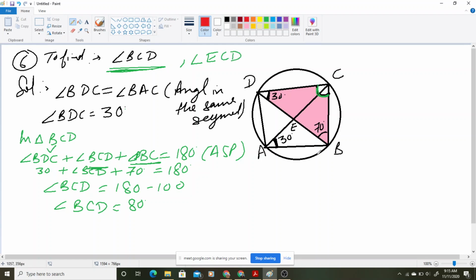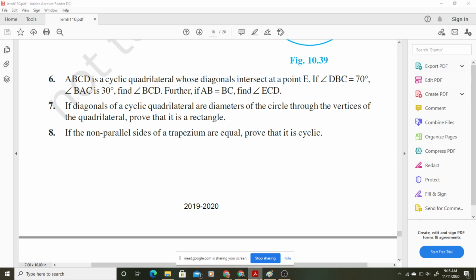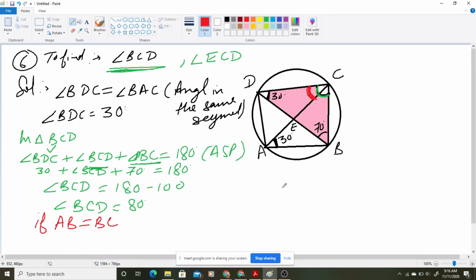So we will look where is angle ECD. This is the angle we have to find, this one. But one condition is given to us. If AB is equal to BC, AB and BC are given equal. If AB and BC are equal, that means this line AB in the figure and this line BC in the figure are equal, so all the angles subtended by AB and BC will also be equal.